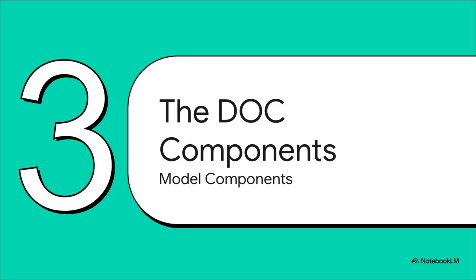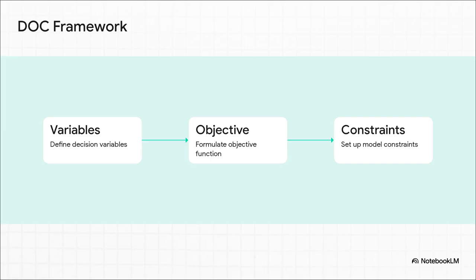Okay, let's hit section 3, the DOC model components. So the crucial point is, if you actually want to retain this for 3 years, you need some serious cognitive scaffolding. Every single linear programming problem, literally no matter how complex they make it look on the exam, is built sequentially using 3 steps, DOC. Step 1 is defining your decision variables. Step 2, formulating your objective function. And Step 3, setting your constraints. Let's quickly break these down one by one.